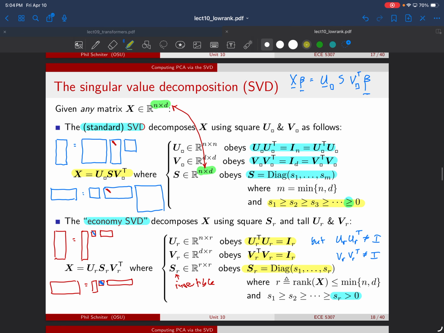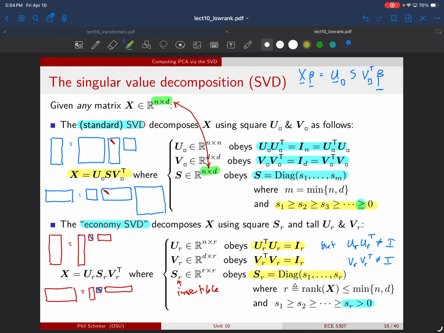Okay, any questions on these SVDs? Yes. So, like, in real life, in Python or something, if I'm calling an SVD function, it's going to do this economy one, never the... Oh no, you have the choice. Oh, cool. Okay, cool.